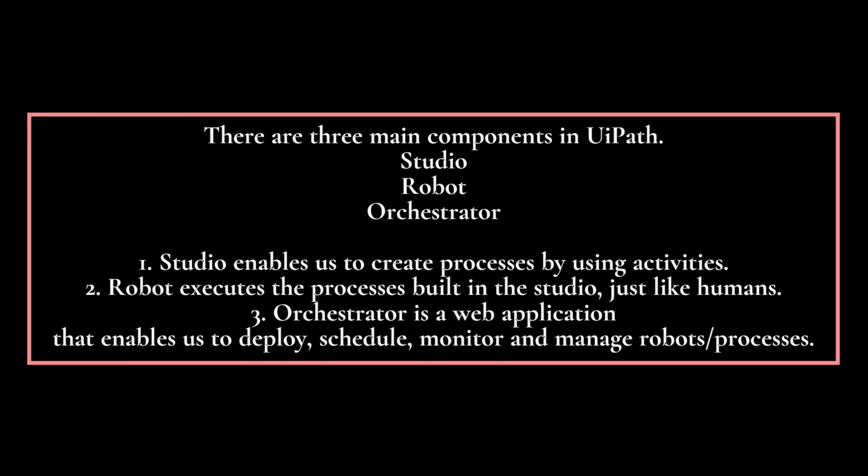There are three main components in UiPath: Studio, Robot, Orchestrator. Studio enables us to create processes by using activities. Robot executes the processes built in the studio, just like humans. Orchestrator is a web application that enables us to deploy, schedule, monitor, and manage robots and processes. Now, we will focus on the studio and then we will see the orchestrator in future videos.